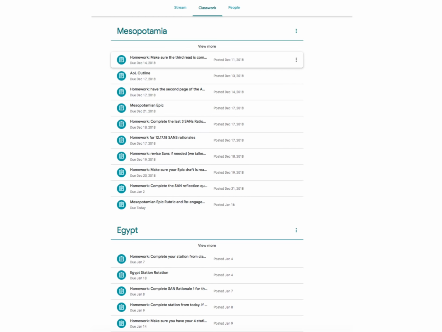This next slide shows the classwork stream for students, and teachers are able to organize student work and create categories, for example, Mesopotamia and Egypt, so that students are able to quickly go back and find work from a particular unit of study.